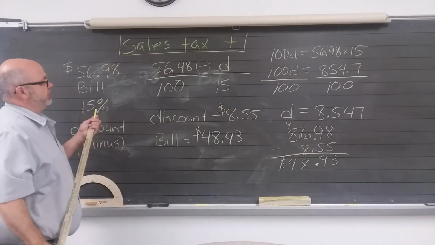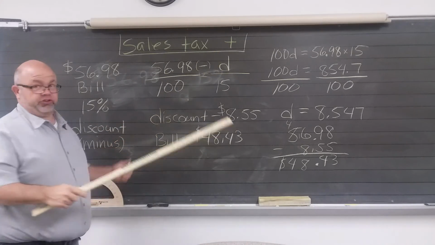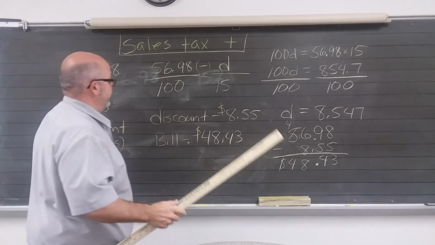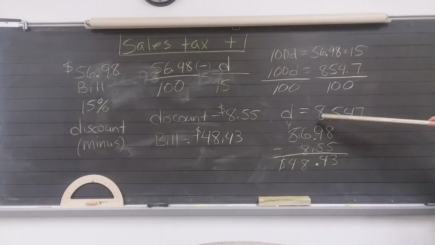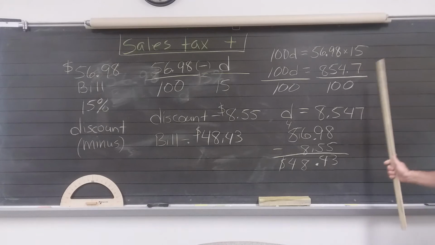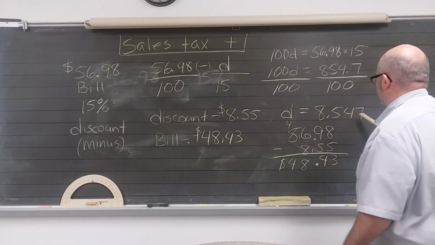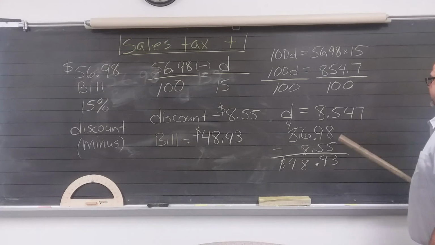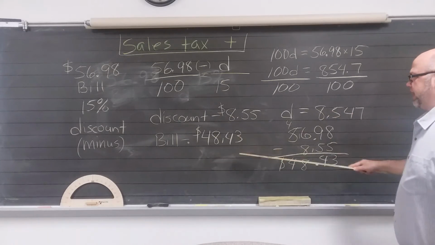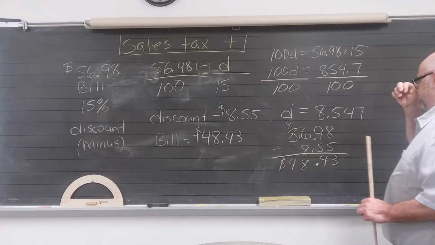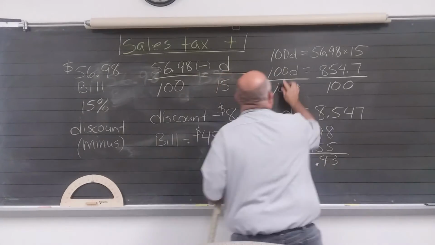So on sales tax, if you would have a sales tax of 15%, you would add the discount. So you're doing the same thing, except discount, remember, is subtraction. So check that out a little bit. Round this one off. Do the math accurately. Make sure you have your decimal point. Okay, you're going to divide by 100, round it off to the nearest cent. $8.55 is your discount, and your total bill then subtracted from that is $48.43. Let me show you one other thing that you can do here.